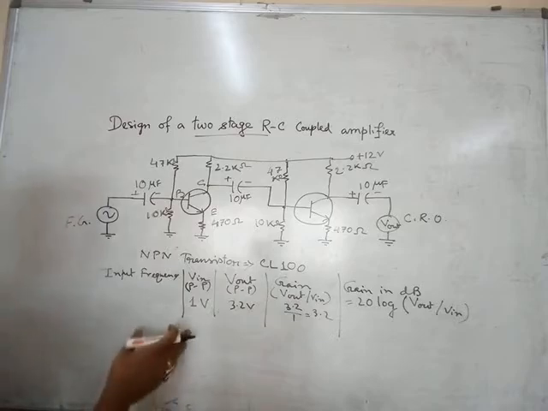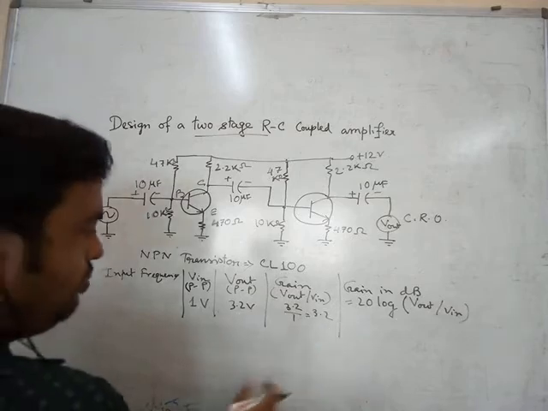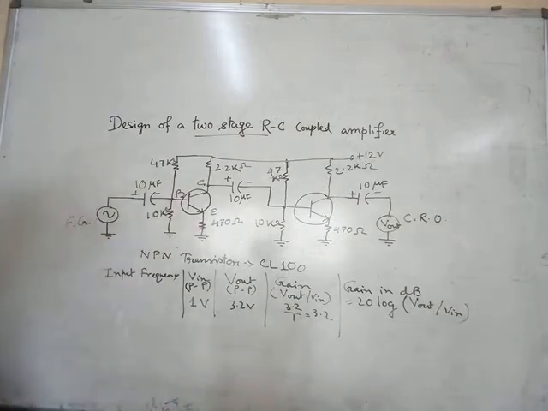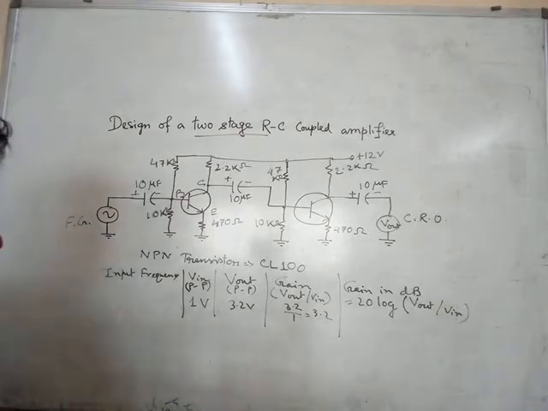We have to take multiple values of V out according to the frequency. After the calculation, we take the result in a semi-log graph paper. Now we discuss about the semi-log graph paper.